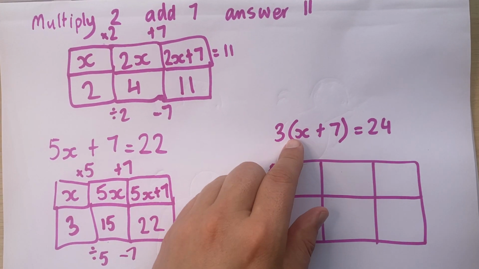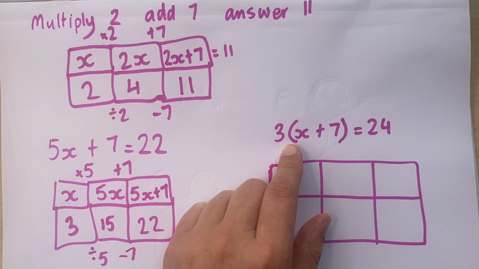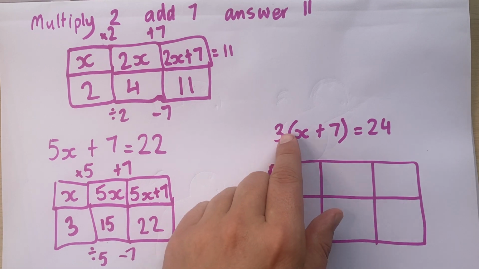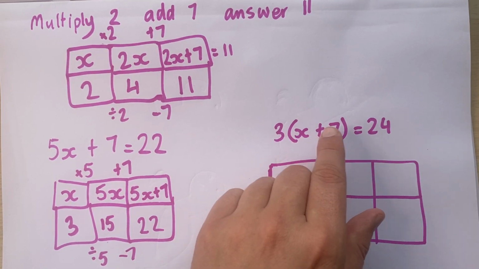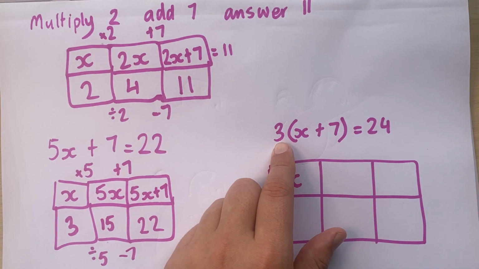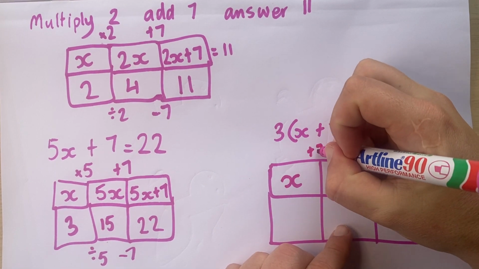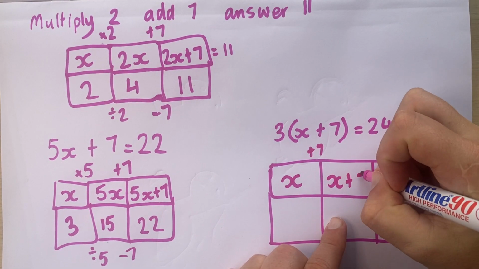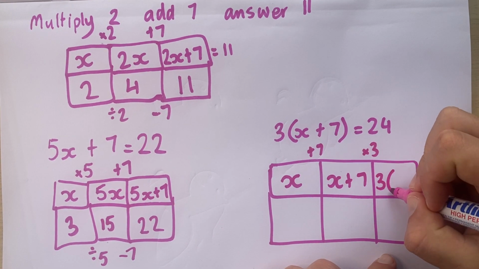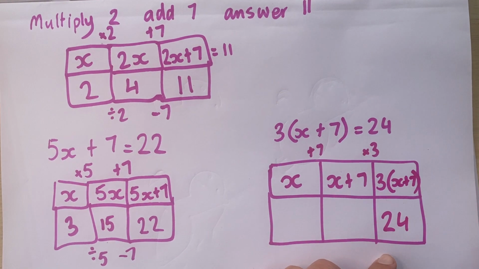Now, this might get a bit tricky here, because remember our rule, when we add first and multiply second, we have to multiply into both expressions, the x and the 7. So what does that look like? Well, we have x. Now you might be tempted to multiply first, but remember that's second. So x and 7 are together. The first one is x plus 7, and then we multiply, so times 3, which gives us that in brackets, and it equals 24. So we put 24 down there.